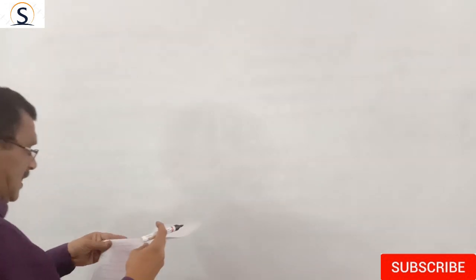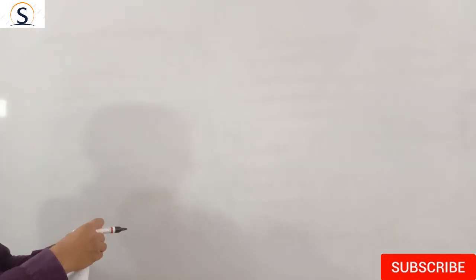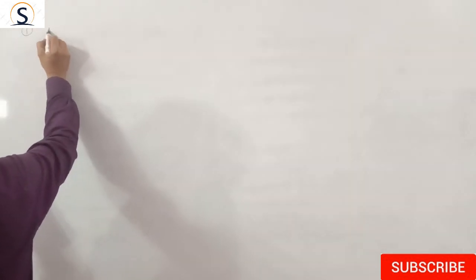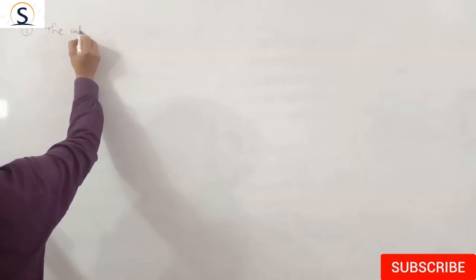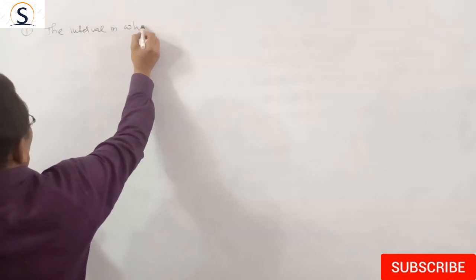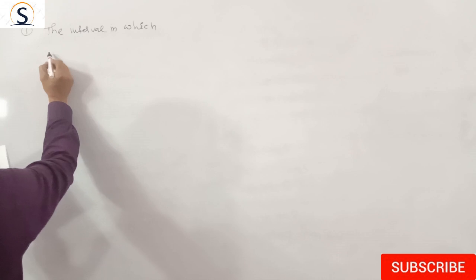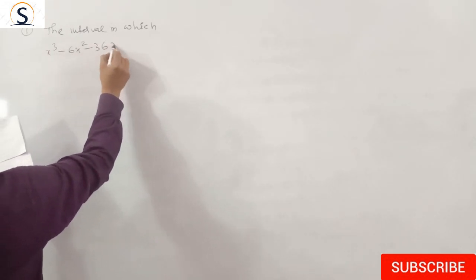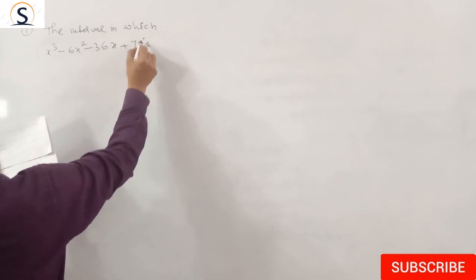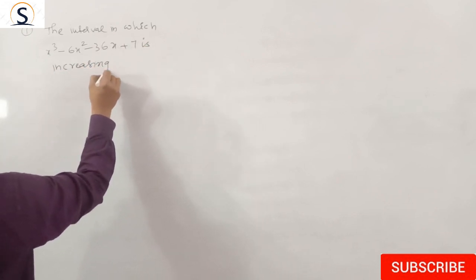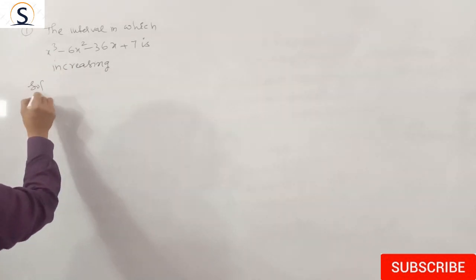Now in the first problem, he is asking for the interval in which the function is increasing. So the first problem: the interval in which x cube minus 6x square minus 36x plus 7 is increasing. He is asking for the increasing interval.